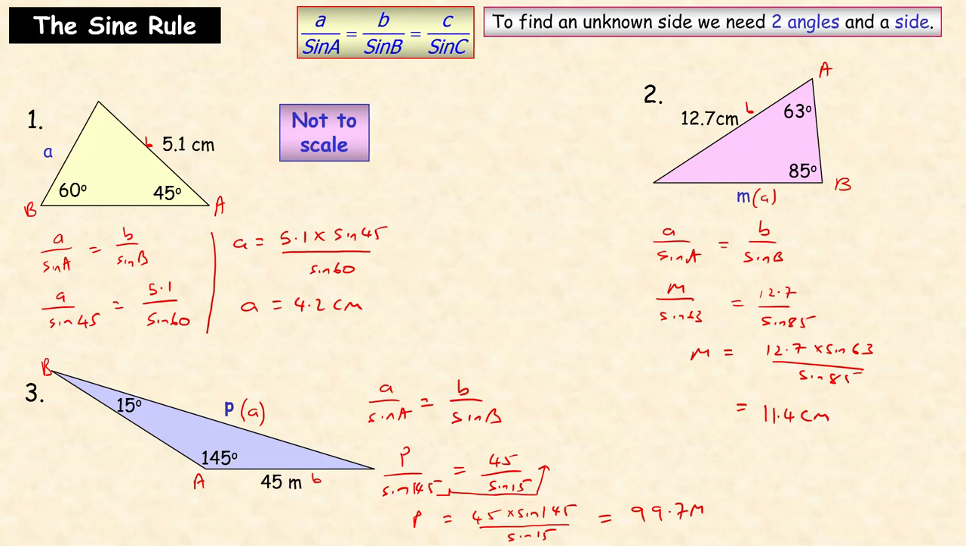What I want you to do now is hit pause, make some notes if you haven't done so. If you have done so, that's great. And then we're going to move on to looking at some slightly different questions. So in this one we're looking for a missing side. We've got two angles on the missing side.